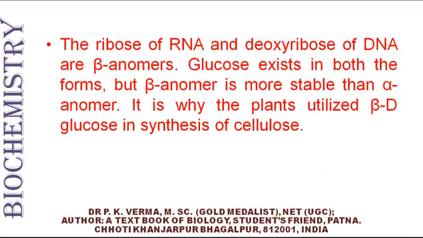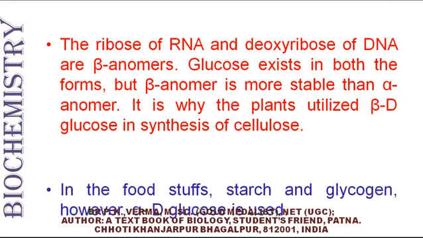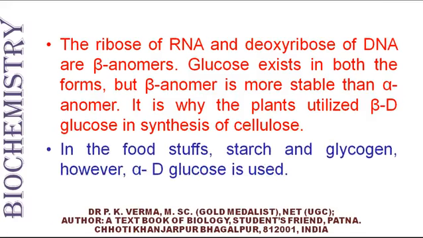The ribose of RNA and deoxyribose of DNA are beta anomers. Glucose exists in both forms, but the beta anomer is more stable than the alpha anomer. In plants, the beta anomer is utilized in synthesis of cellulose, whereas the alpha anomer is utilized in synthesis of starch, and therefore in our food, starch and glycogen are formed from alpha-D-glucose.